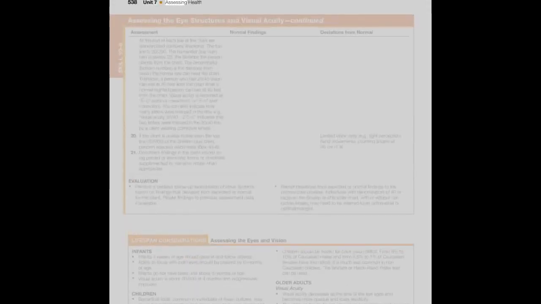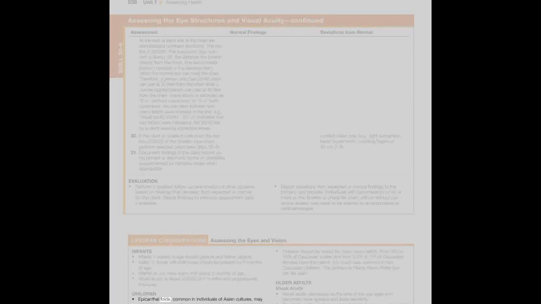Unit 7 Assessing Health. Assessing the eye structures and visual acuity, continued. Skill 30-6. Lifespan considerations: assessing the eyes and vision. Infants: 4 weeks of age should gaze at and follow objects. Ability to focus with both eyes should be present by 6 months of age. Infants do not have tears until about 3 months of age. Visual acuity is about 20/300 at 4 months and progressively improves.